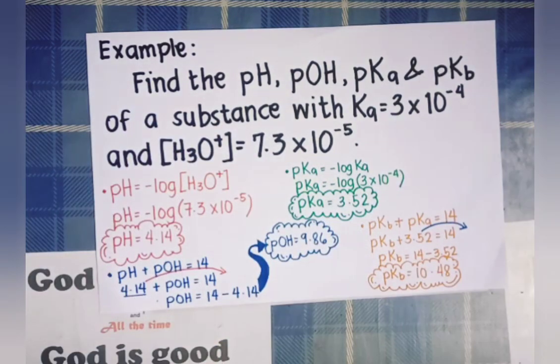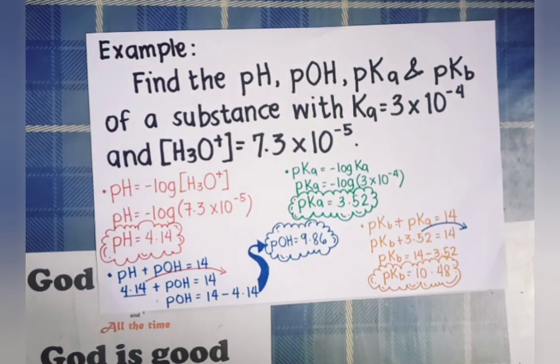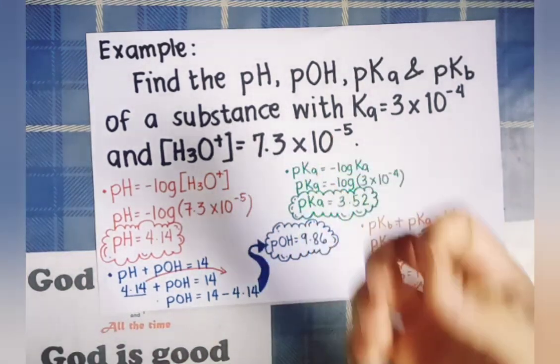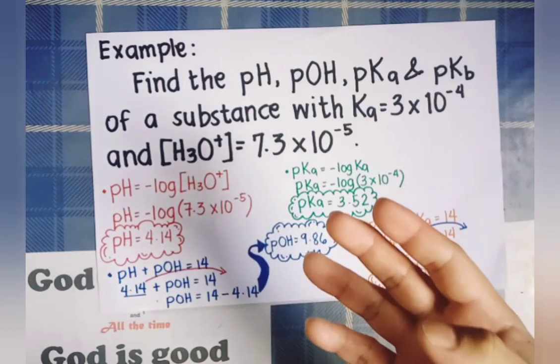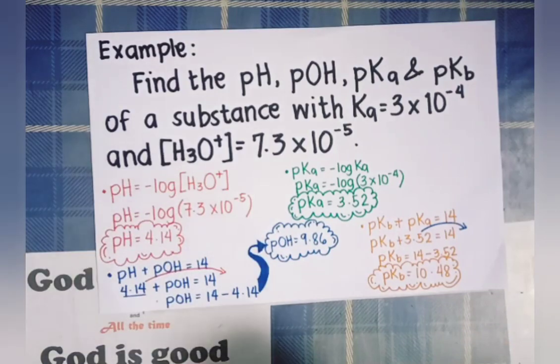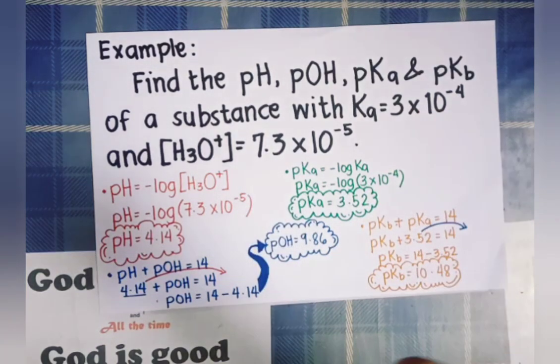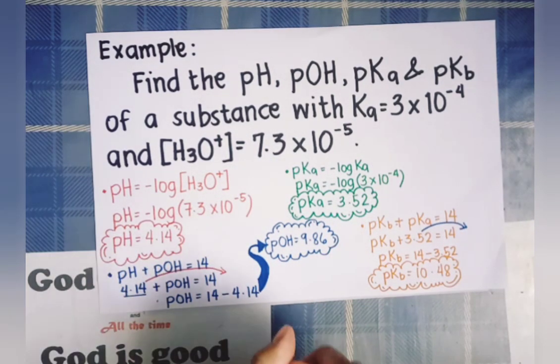So that is how we can use the p scale in computing the pH, pOH, pKa, and pKb. Again, p scales are just the negative logarithm or the decimal co-logarithm of anything that we describe. For example, if we want to describe the power of lithium, pLi, that's the negative logarithm of lithium ion concentration. If you want to describe the power of beryllium, then that is the negative logarithm of beryllium ion concentration, and so on and so forth.